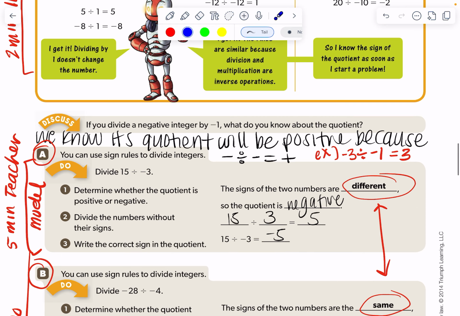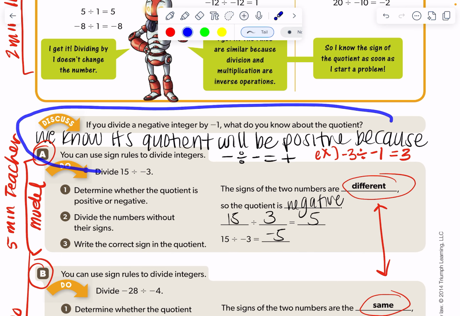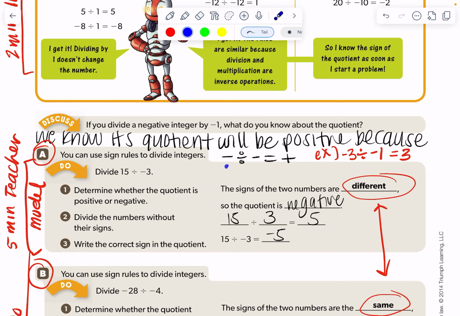So with that in mind, we launch students into a turn and talk. If you divide a negative integer by -1, what do you know about the quotient? We know its quotient will be positive because a negative divided by a negative is equal to a positive. And then here's an example if students need one, okay?